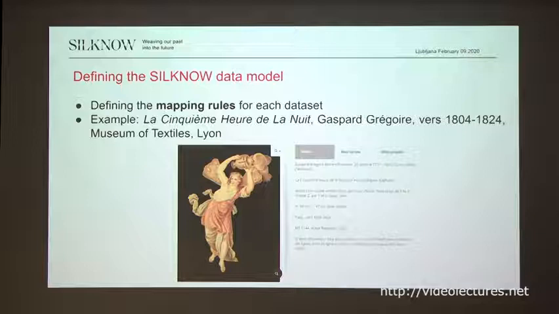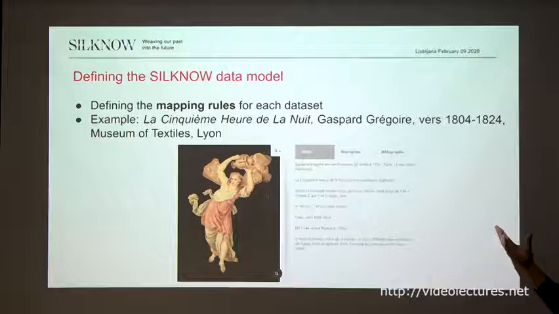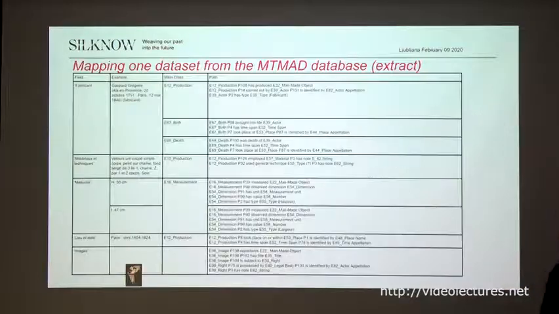For each dataset, we define the mapping rules, so how to map each field with CIDOC CRM classes and properties. You have here an example from a velvet created by Gaspard Grégoire at the beginning of the 19th century, which is at the moment in the Museum of Textile in Lyon.